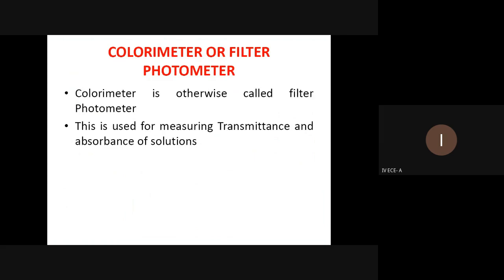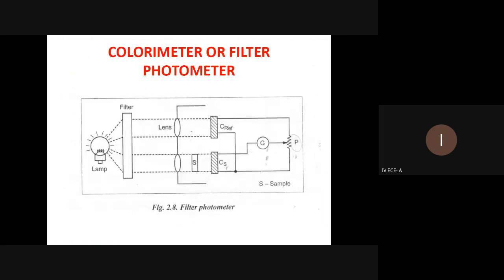So this is a colorimeter or filter photometer. Always we have to say that a colorimeter is also called a filter photometer. This is used for measuring the transmittance and absorbance of the solution.